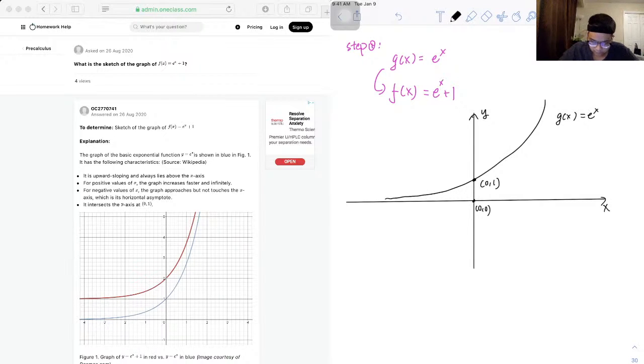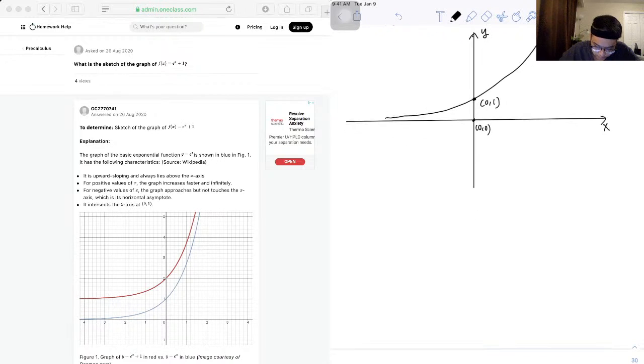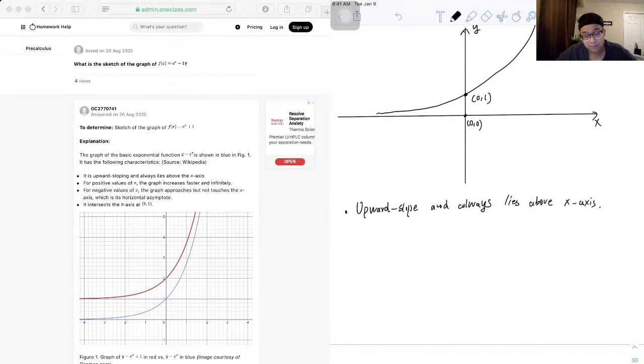And so that's the sketch for g(x), and some characteristics for g(x). I'll write it on here. So it's upward sloping and always lies above the x-axis. Right. So always lies above the axis means its y value is always going to be positive.